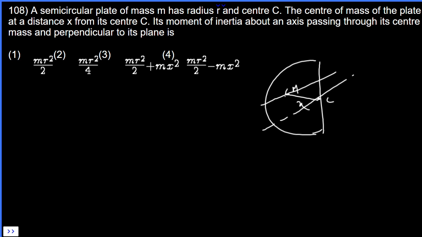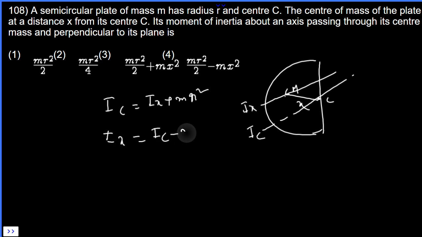So in this case, according to the parallel axis theorem, this is the moment of inertia: the axis passing through the center is IC, and the one passing through the center of mass is IX. Which theorem is this, perpendicular axis theorem or parallel axis theorem? According to the parallel axis theorem, IC is equal to IX plus MX square, where x is the distance between the two axes. So IX is equal to IC minus MX square.